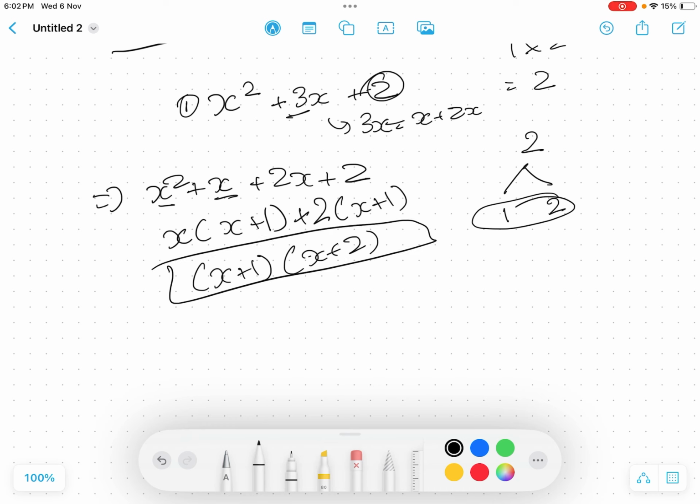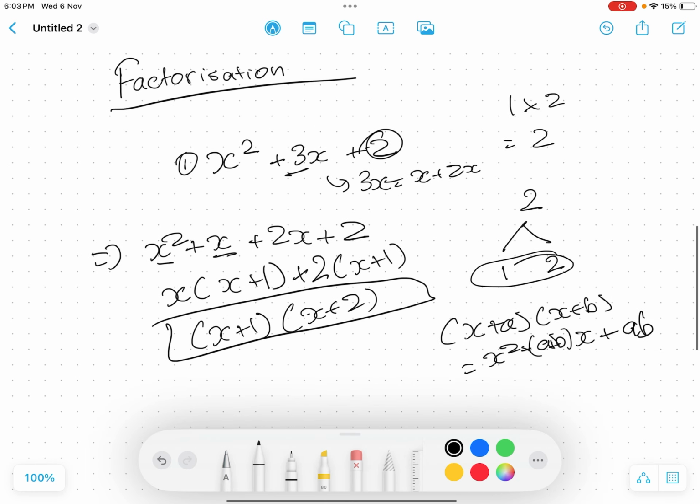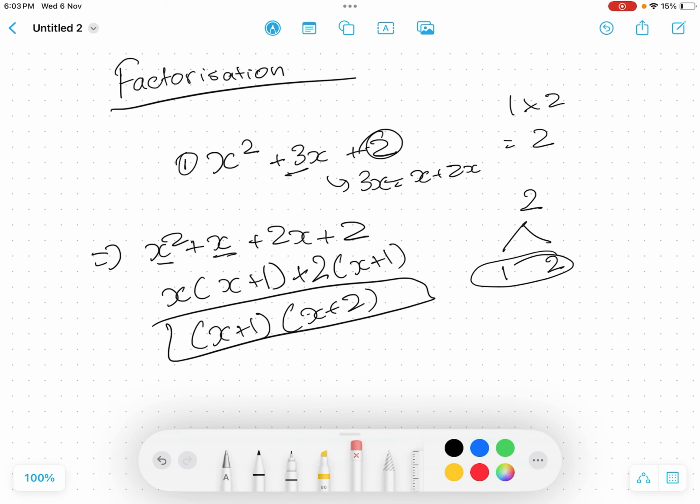Done. So that is one way, using the identity x plus a of x plus b equals x squared plus (a plus b)x plus ab. So this is one way of doing it. You do not need to bother that this is an identity and all that stuff. You just need to know how to factorize it.